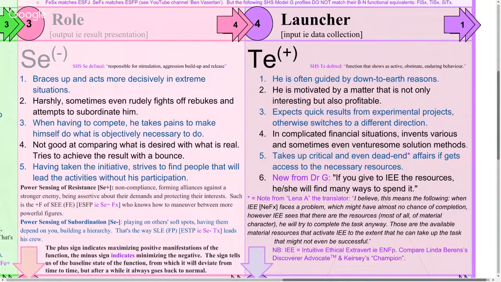1, braces up and acts more decisively in extreme situations. So in extreme situations, they can use the extroverted sensing, the power sensing. 2, harshly, sometimes even rudely fights off rebukes and attempts to subordinate him. 3, when having to compete, he takes pains to make himself do what is objectively necessary to do. 4, not good at comparing what is desired with what is real. Tries to achieve the results with a bounce, so in one go. 5, having taken the initiative, strives to find people that will lead the activities without his participation.